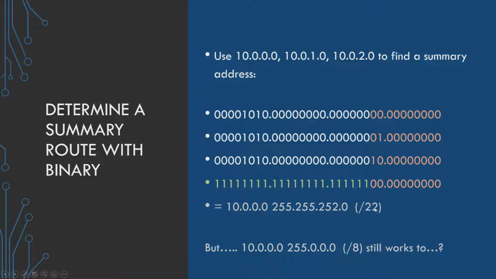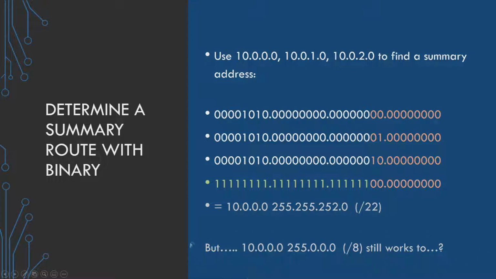255.255.252.0, which is a /22. If we apply that to the original lowest network, which would be 10.0.0.0, we give it a /22. That will capture all of these addresses in one summary address.